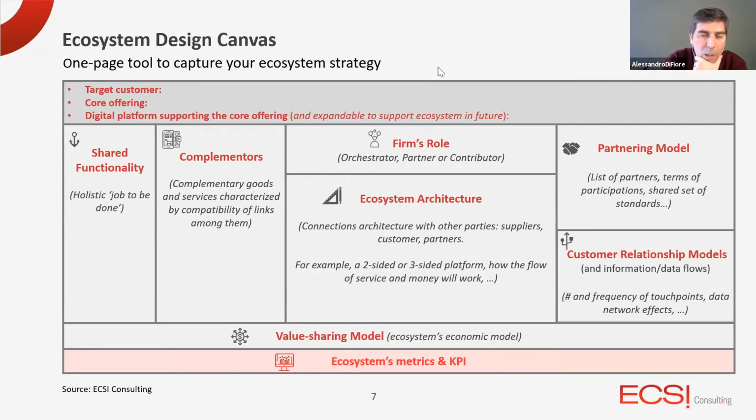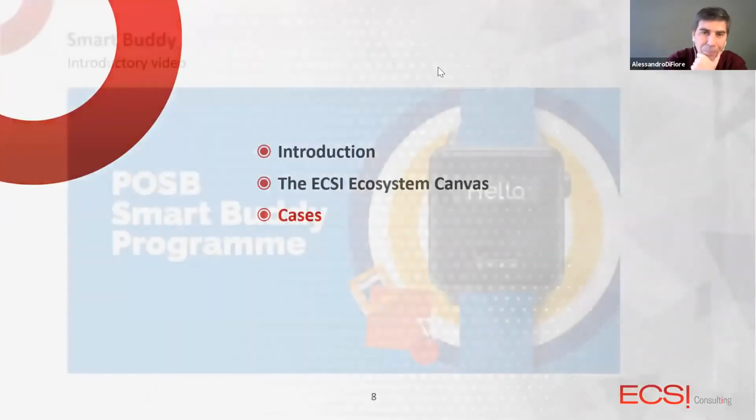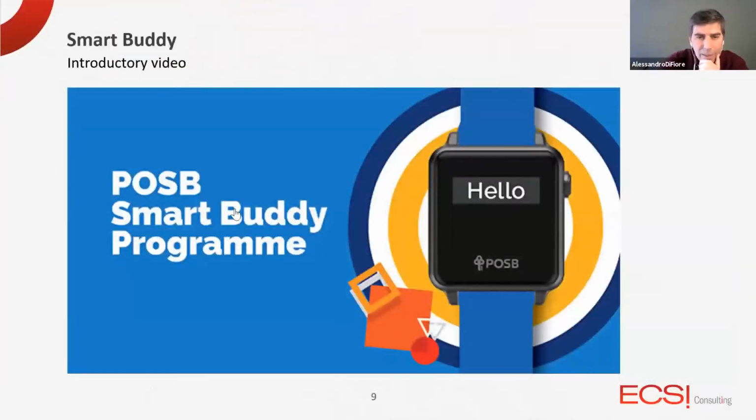Let me show you one example. I will start with the video first, and then we try to summarize from the video the key components in one canvas like this. So this is the video. Let me start with the video, and then we go to the canvas for DBS. DBS is one of the most innovative banks in the world. It's based in Singapore.